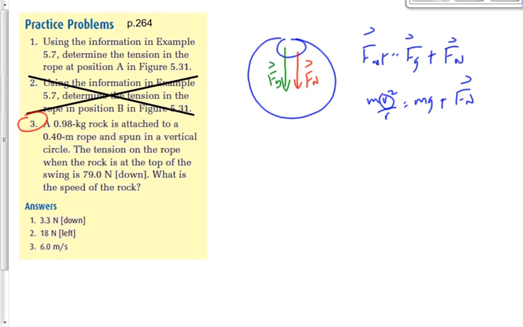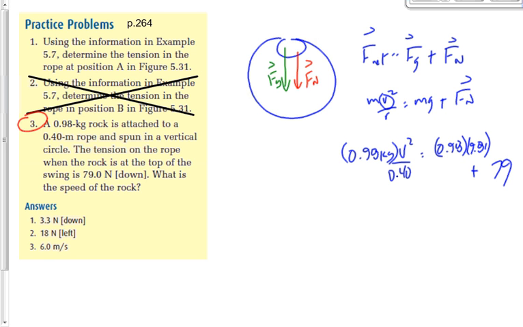Let's plug some numbers in. M is 0.98 kilograms. V is what we're looking for. Remember, we're plugging in the numbers before we rearrange. R was 0.40. 0.98 times 9.81, plus the normal force. We know the normal force. It was 79 newtons, right?